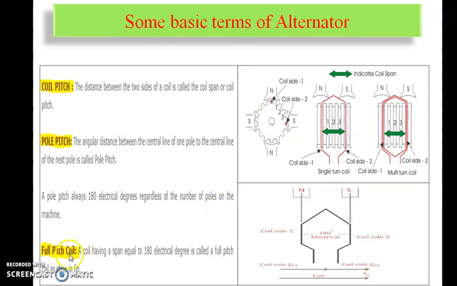Now we are going to see next the full pitch coil. Okay, full pitch coil and short pitch coil. This is the most important part of any machine winding. So this is nothing but a full pitch coil. A coil having a span equal to 180 degrees electrical is called a full pitch coil.